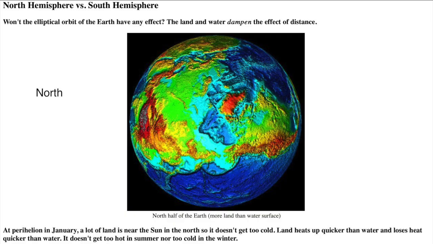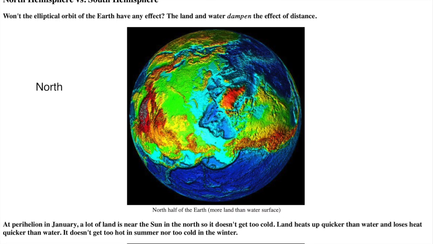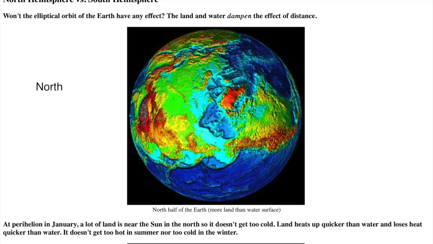But won't the elliptical orbit of the Earth have any effect? It turns out that the land and water will dampen or reduce any effect of the distance. The next couple of pictures compare the amount of land in the northern hemisphere with the southern hemisphere. The northern hemisphere has a lot more land than the southern hemisphere. At the Earth's perihelion, closest distance to the sun, in January, there is a lot of land near the sun in the northern hemisphere, so it doesn't get too cold.